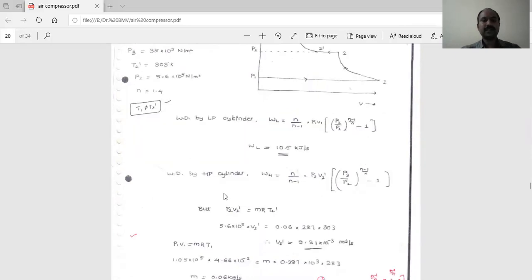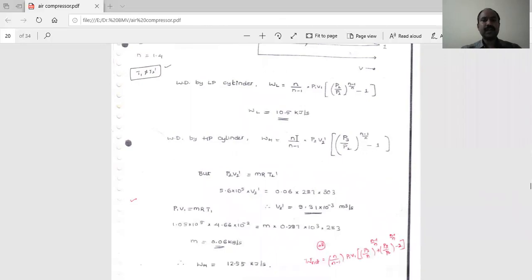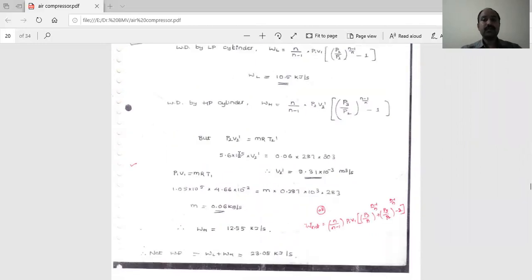Similarly for the high pressure cylinder, WH is equal to n divided by n minus 1 into P2 V2 dash into P3 divided by P2 to the power of n minus 1 divided by n, minus 1. We have P2, but how to calculate V2 dash here? P2 V2 dash is equal to m into R into T2 dash. Then substitute here, you can find the value of V2 dash. V2 dash is equal to 9.31 into 10 to the power of minus 3 metre cube per second.